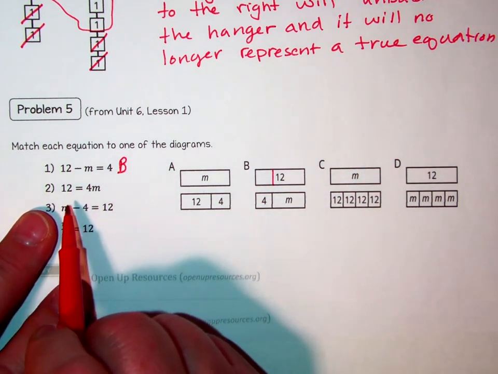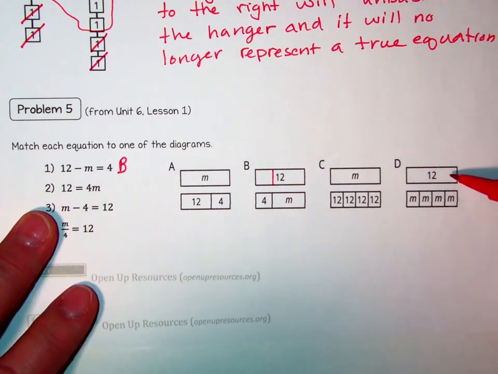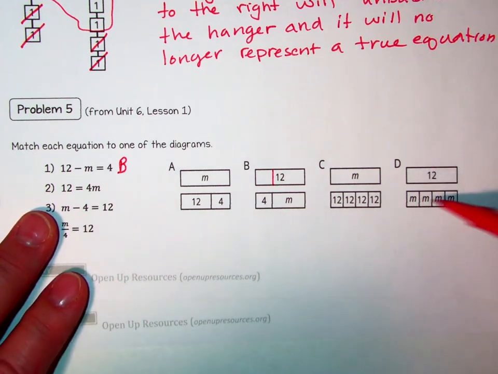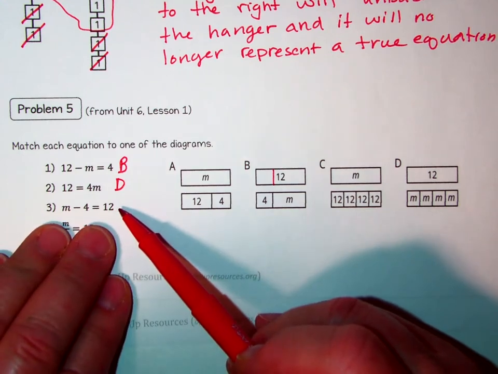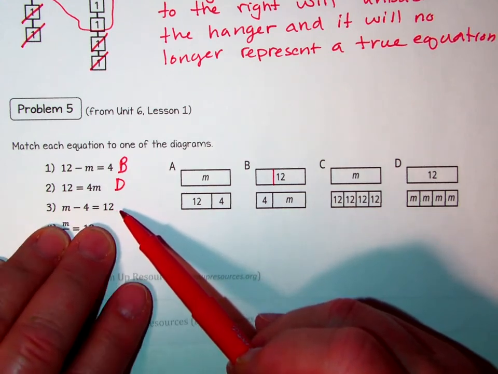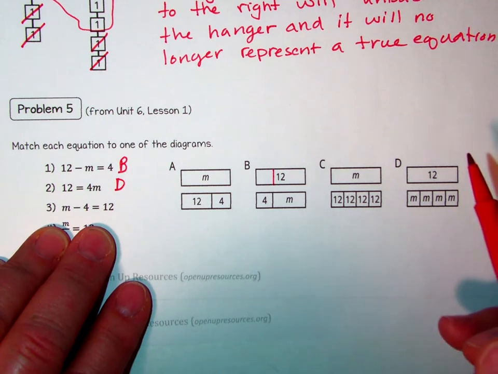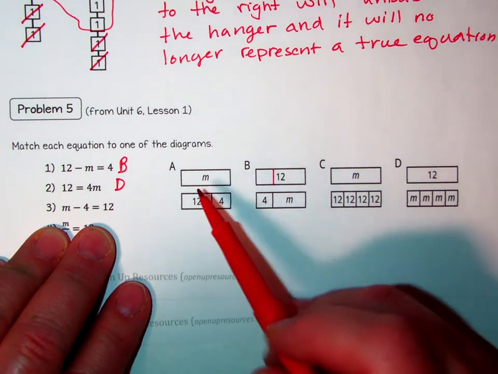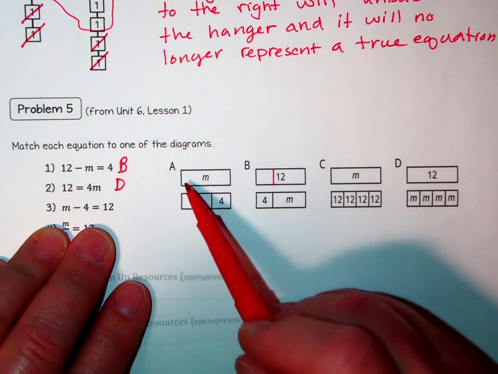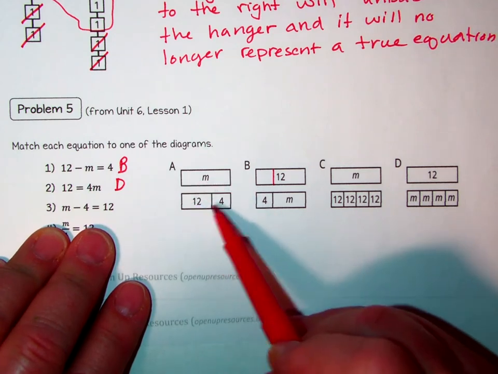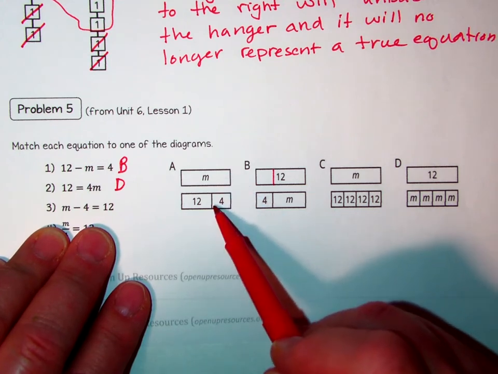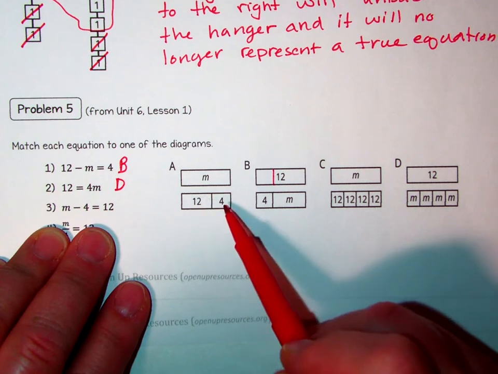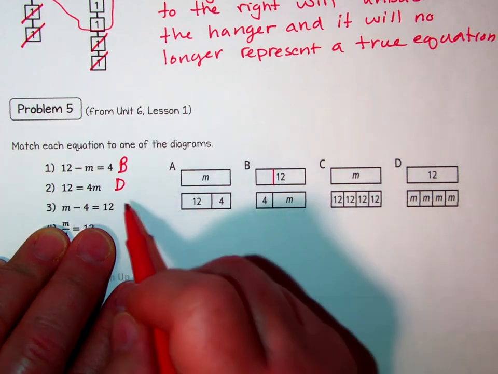Equation 2, 12 is equal to 4 times m. That looks a lot like D. Here's 12, here's 4m. So this really shows me 12 is equal to 4m. So that's D. How about 3? m minus 4 equals 12. That looks like this one here. Here I show that m is equal to 12 plus 4. So I could think of this as if I have m and I take away the 4, I'm left with the 12. So this looks like A.